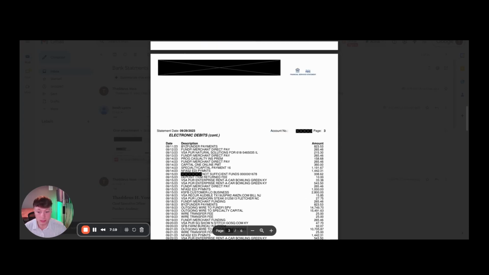Next, you're going to see BizFunder. So this is going to be a weekly payment for $823.53. You can just calculate that there: every 7 days there's going to be a BizFunder payment. So we're going to be looking for the 12th. And this one was done on the 11th.